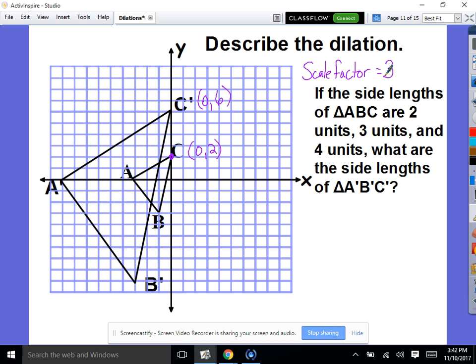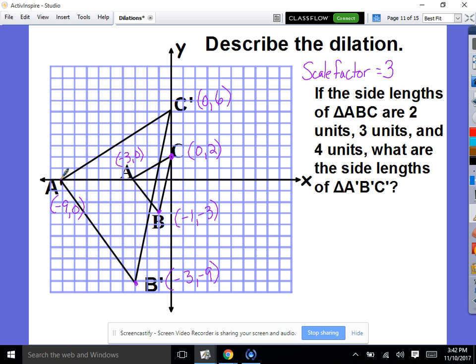Let's check one. So if B is (-1, 3), then B prime should be (-3, 9). Let's check it. -1, -2, -3, and up 1, 2, 3, 4, 5, 6, 7, 8, 9. And it is. And if A is (-3, 0), then A prime should be (-9, 0). -1, -2, -3, 4, 5, 6, 7, 8, 9. And it is.